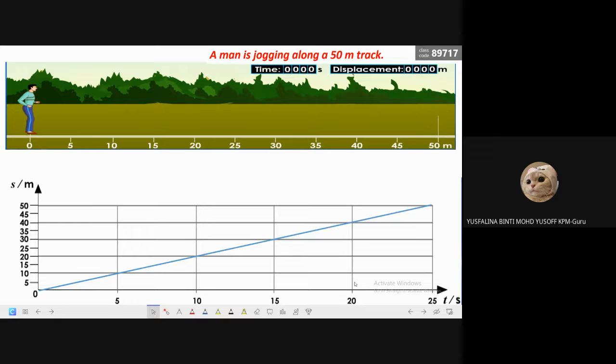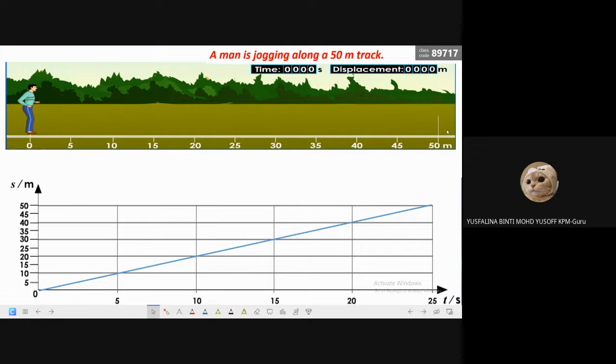All right. So now a man is jogging along a 50-meter track, right? So this is the graph. At 5 seconds, it travels 10 meters. At 10 seconds, it travels 20 meters. At 15 seconds, it travels already 30 meters. And for 20 seconds, it travels 40 meters. While at 25 seconds, he has already reached the end of the track.